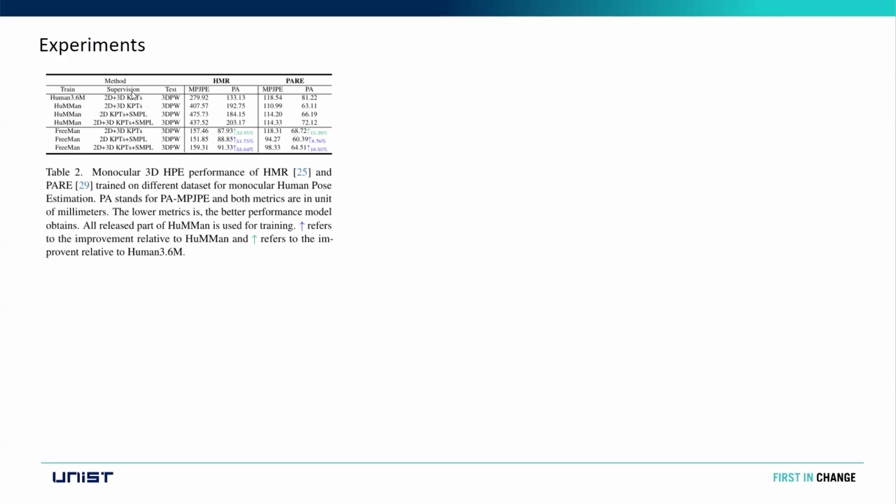We can see the MPJPE is quite high in all cases for all models. But when they train on the FreeMan dataset with the same supervision and test on 3DPW, we can see significant improvement in performance, from 400 to 150. This implies that the FreeMan dataset easily generalizes to other datasets when testing. So it's a very generalized dataset. We can see a significant jump of 50%, 55% in PA, for example, for both models. So it means it improves the performance.